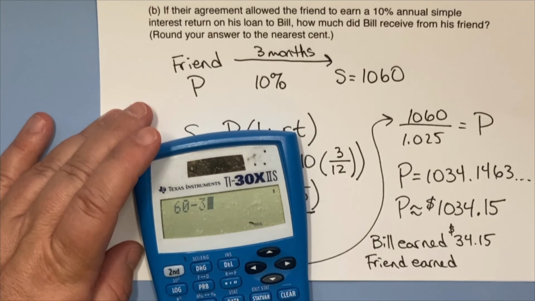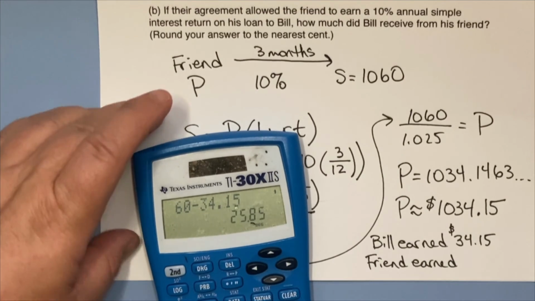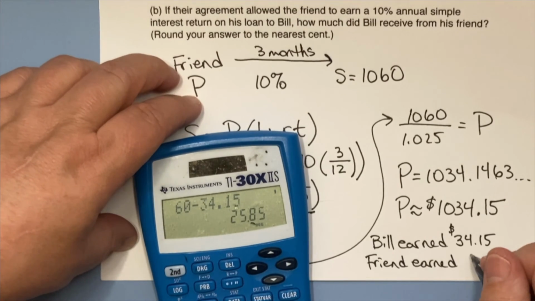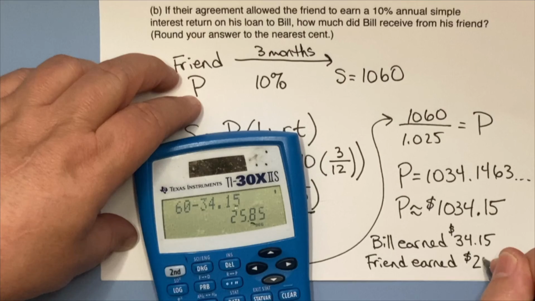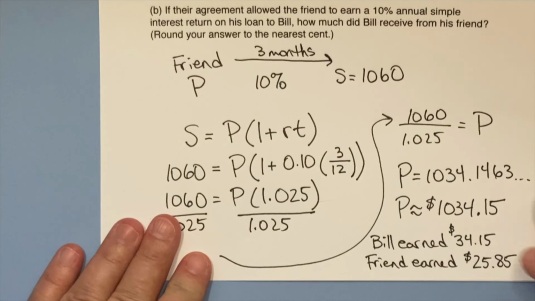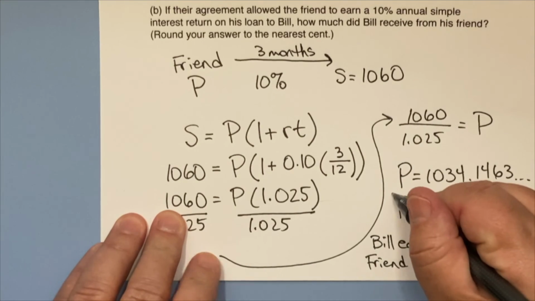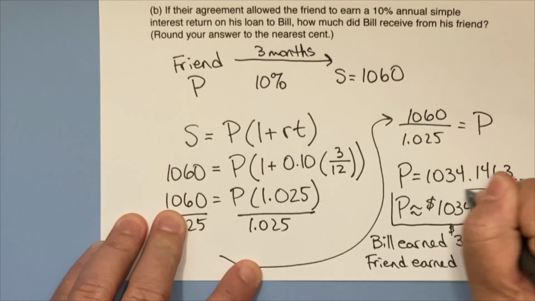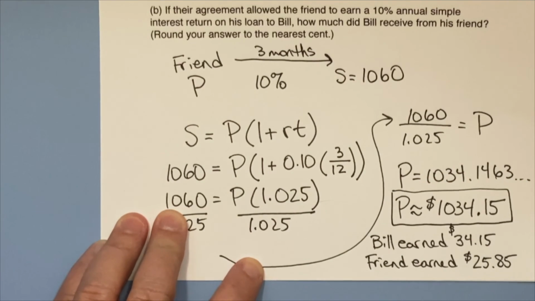So $60 minus 34.15, the friend earned $25.85 in interest. And as far as the bank was concerned, it paid out $60 total. So Bill earned that much, the friend earned this much, and the answer that WebAssign wants is this one. That's how much the friend paid Bill.